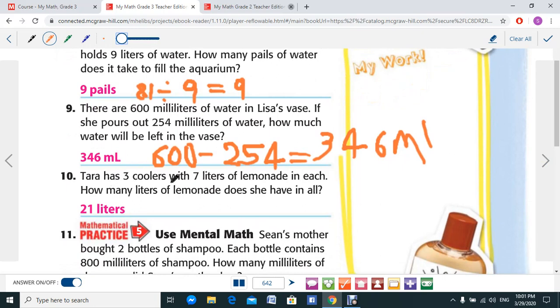Question 3. Tara has 3 coolers with 7 liters of lemonade in each. So she has 3 coolers. Each one of them contains 7. So we're going to do 3 multiplied by 7 to know how many liters of lemonade she has in all. So the answer is 21.